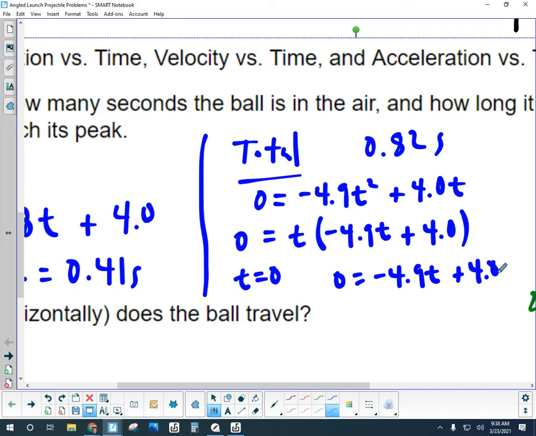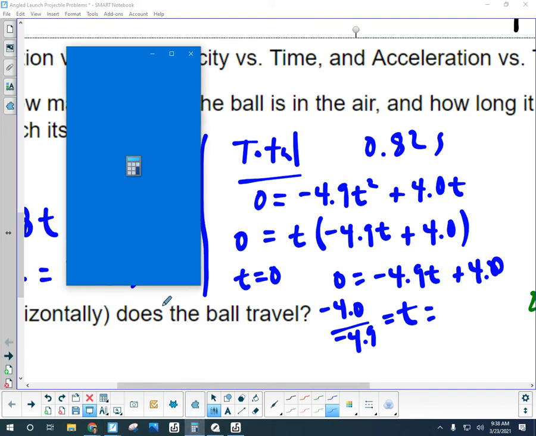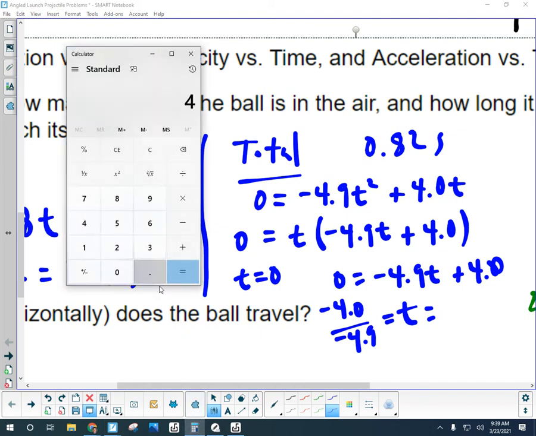So my algebra here is going to be to subtract 4.0, divide through by negative 4.9, and that will equal t. Now this t would be how long it takes to get to position 0. And just checking it on the calculator, we know what it should be, and we get confirmation that it's 0.82.